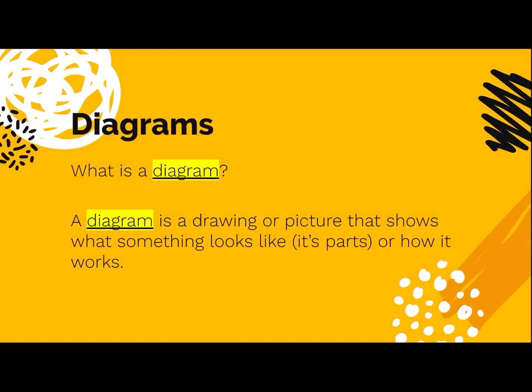Language Workshop. During the reading of that book, I said we were going to talk a little bit about diagrams this week, and that is what our lesson is about today. Some of you might be wondering, what is a diagram? A diagram is a drawing or a picture that shows what something looks like, its parts, or how it works.